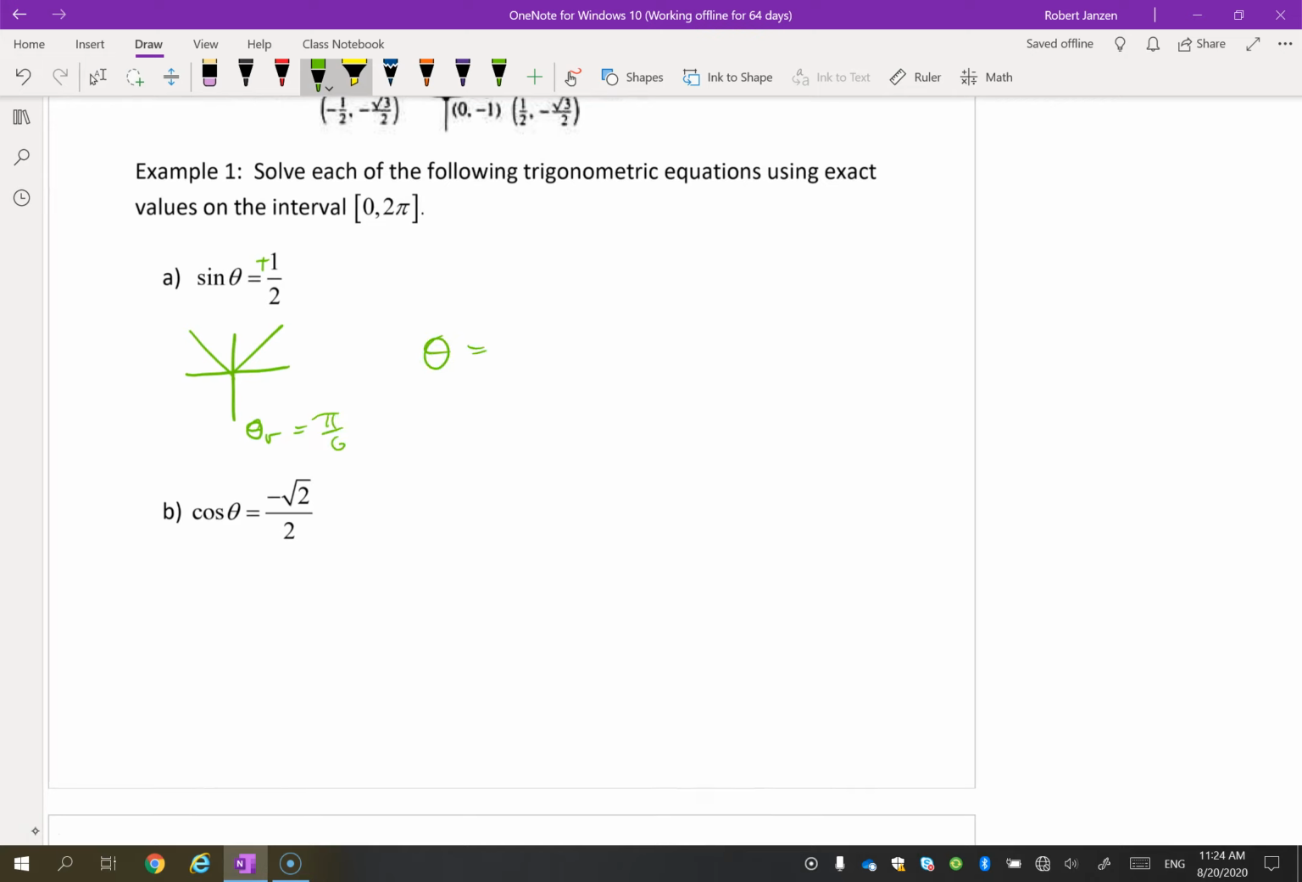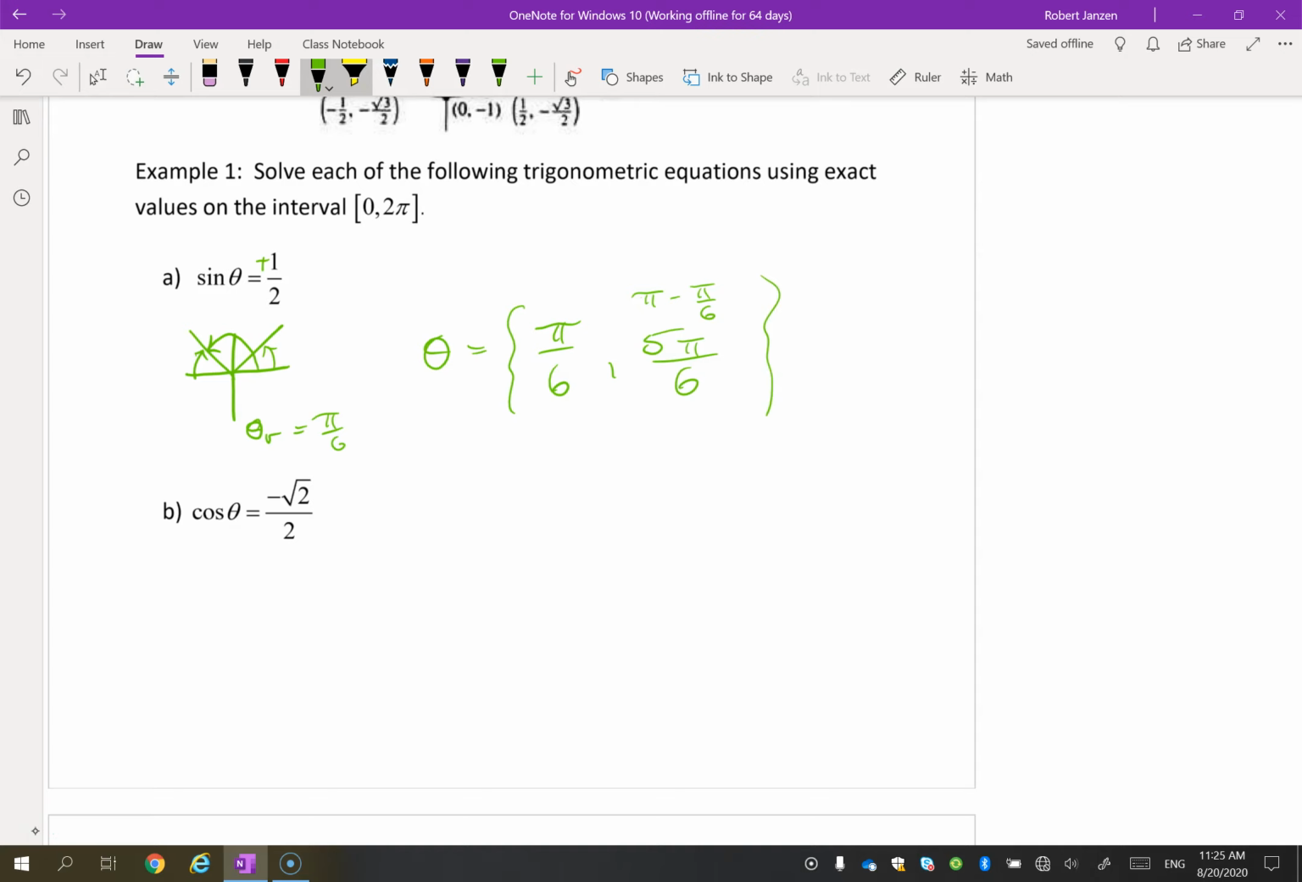Okay, and then we're going to state the answer here. If this is pi by 6, what's the answer in the first quadrant? It's pi by 6. If this is pi by 6, what's the answer in the second quadrant? Well, if you couldn't remember, you would go pi take away pi by 6. This is 5 pi by 6. And there are your two answers.